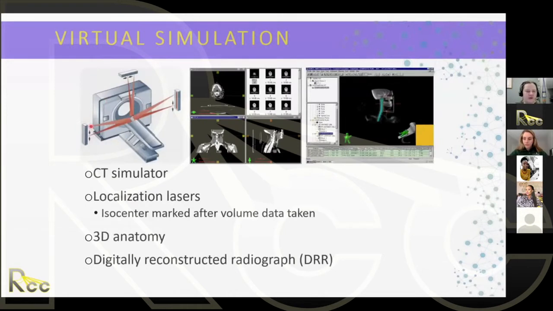So when you have your patient on your simulator, you're going to mark your isocenter after the volume data is taken. You get some good 3D anatomy for planning. And you can even have digitally reconstructed radiographs if you do kV matching for imaging setup.